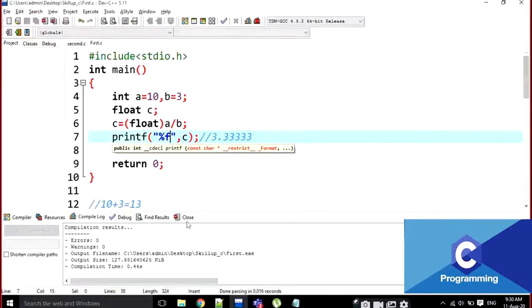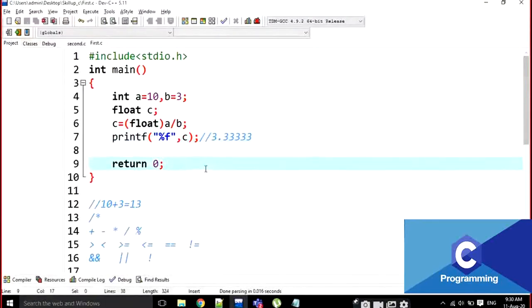Okay? Is it clear? If both are integers, it returns the integer only every time. But how do I get the exact division? For exact division, I want to change any one value into float. A by B. That means the value is going to be 10 by 3, right? Instead of this, it is converted into 10.0 by 3. Now it returns the exact division operation.